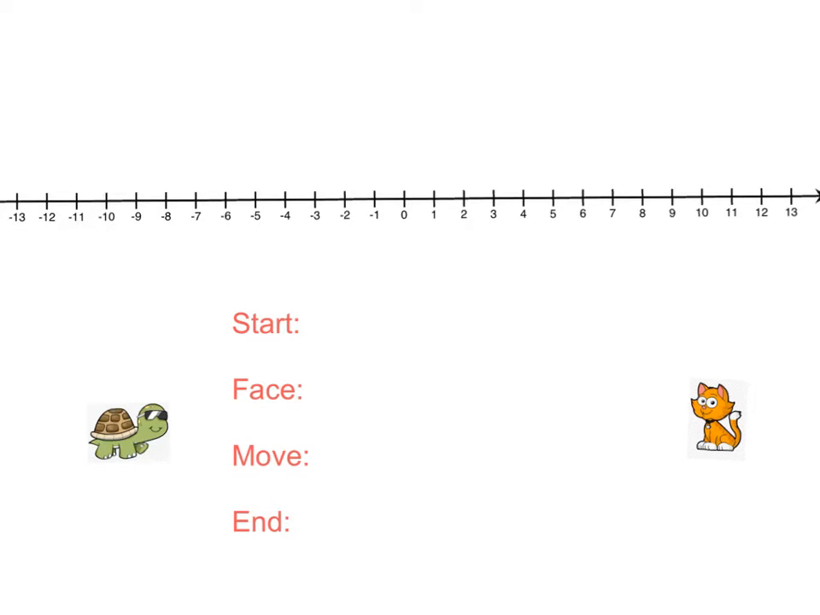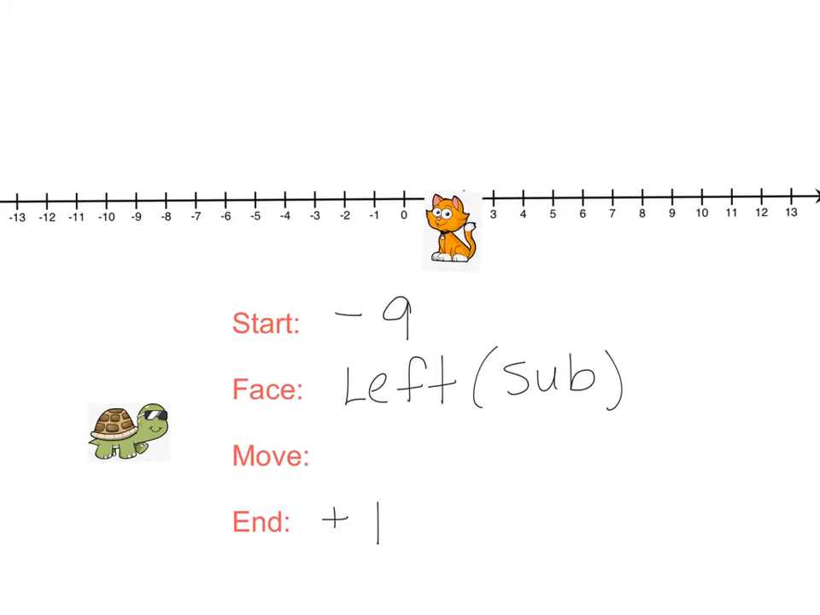Okay, so here I have a number line from -13 to +13, and I have my characters here that are going to help me walk on the number line. So I know that I'm starting at -9, and I know I'm ending at +1. So I'm going to try and figure out which way to face and move. So I know that I have to subtract, so that means I'm going to face left because I'm subtracting. So that means I'm going to use my cat because he's facing to the left, and I'm going to start him at -9. And I need to figure out which way I'm going to move.